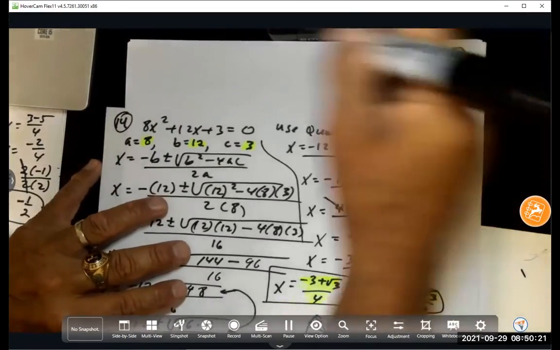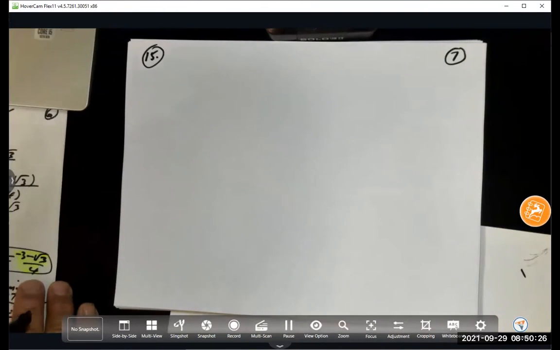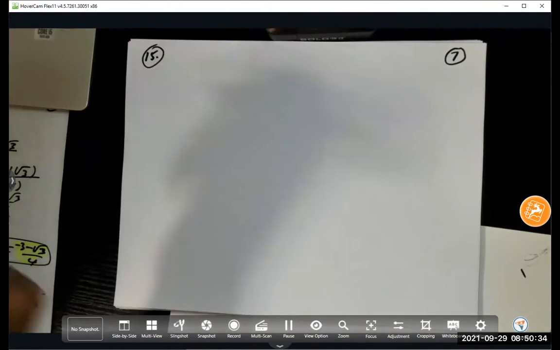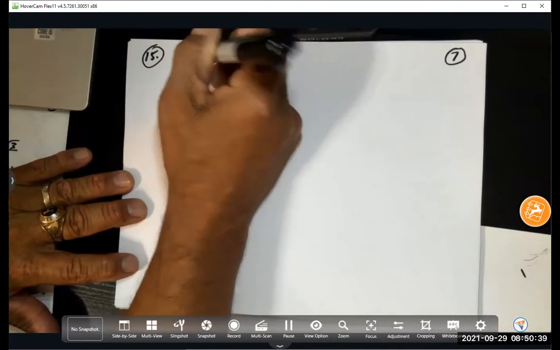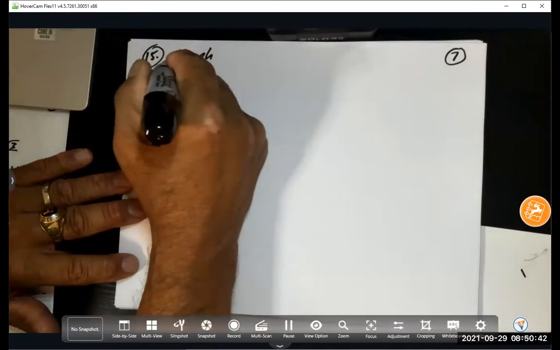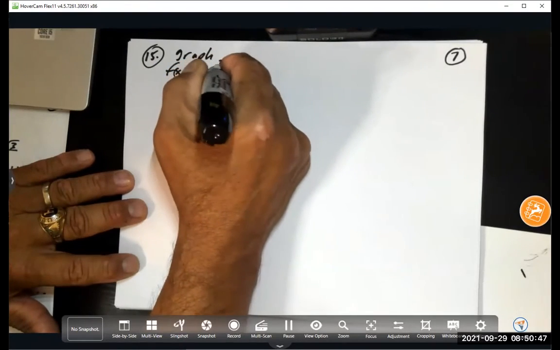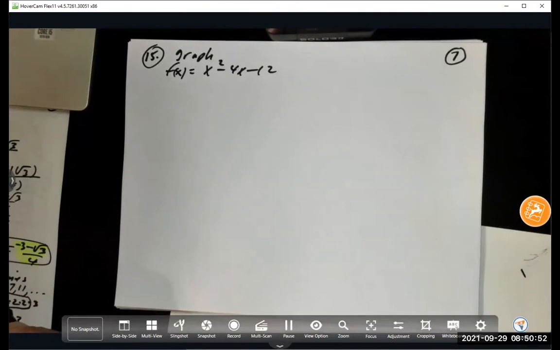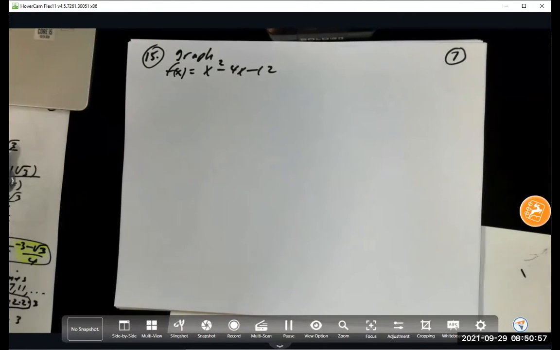Page number 7, number 15. All right, this one is going to say graph something like this: f of x is x squared minus 4x minus 12. Before I do this problem, let me do something first. I'm going to set up your machines.